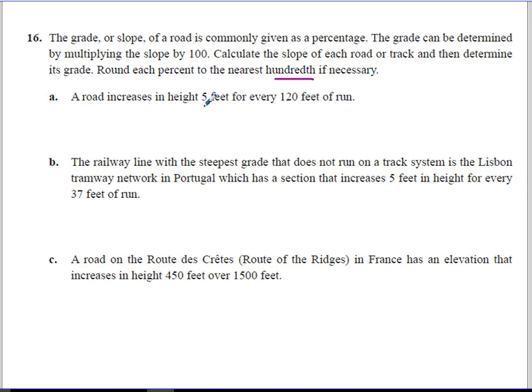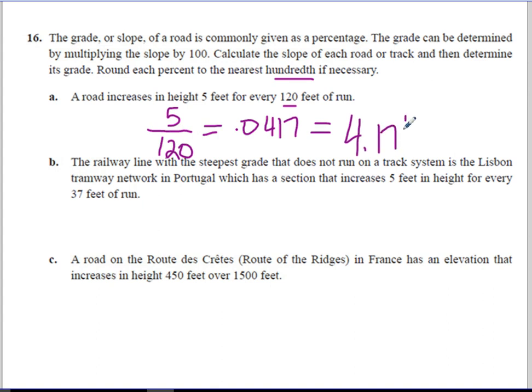So the road increases in height by 5, so that's our rise, and increases positive over 120 run. So again, we're going to divide that. 5 divided by 120 is 0.0417. In order to round to get 2 decimal places in a percent, we need 4 decimal places in this decimal part, because remember, multiplying by 100 moves that decimal place 2 spaces. So in this case, we have a 4.17% grade of this hill.